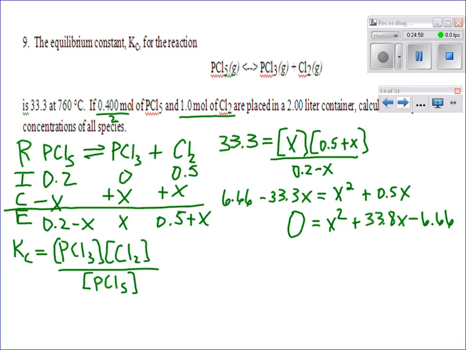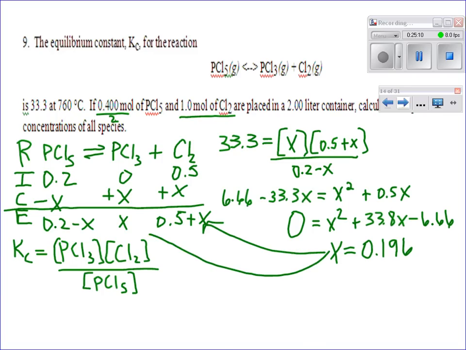When you plug into quad form, the only root that makes sense, I got 0.196. Did y'all get that? Yes. So we're going to take that 0.196 now and solve for all of our equilibrium concentrations. We're going to have 3 different ones this time. So starting with PCl5, 0.2 minus that one is going to be tiny. It's going to be 0.004.